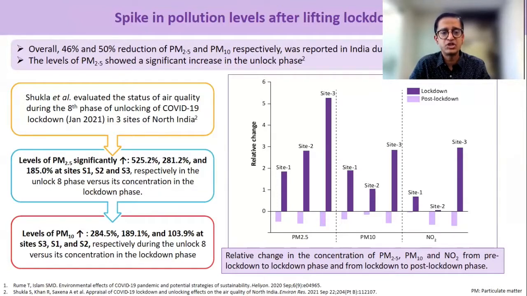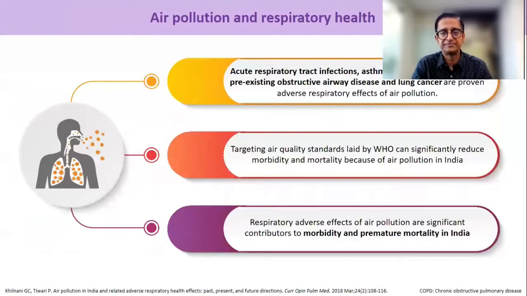And you can see that the PM 2.5 has gone up by about 500 times in site 1, about 280 times in site 2, and again about 200 times in site 3 during the unlock 8 phase versus the concentrations in the lockdown period. Similar numbers are true for the PM 10 levels. So our learnings from COVID times in the way of lockdown and reduction of vehicular exhaust have not really translated into anything positive during the post-lockdown unlock phase.